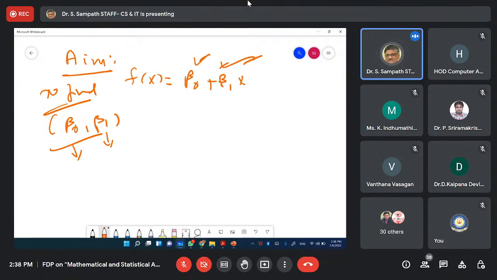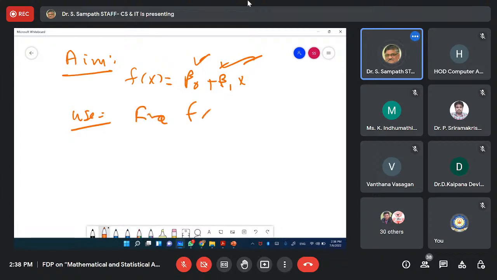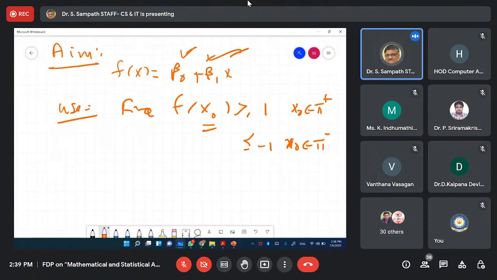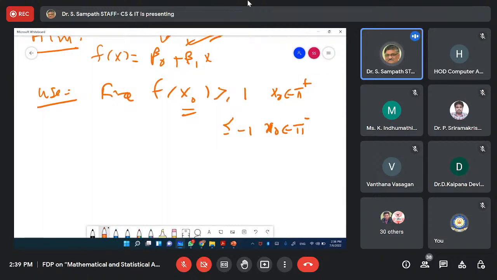Have you understood up to that? Say yes or no. Yes, sir. Up to that understood. Okay, so I am saying the aim is this one. How are we going to use this? Find the f of x naught value, where x naught is a training data set point. If it is greater than or equal to 1, put that x naught into the positive class. If it is less than or equal to minus 1, put that x naught into the minus class. So this is how I am planning to use that hyperplane.